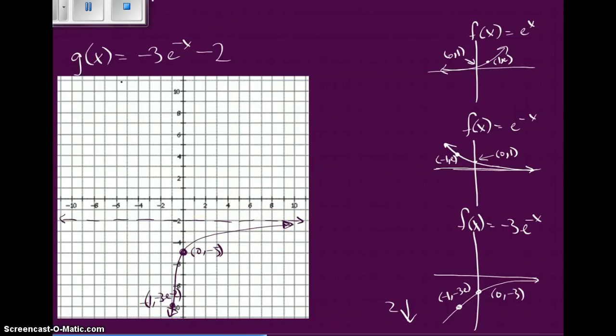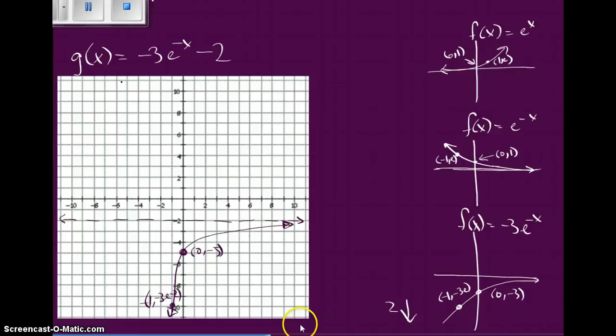But remember, the function still exists for all these x values. There's no vertical asymptote for any exponential function. So it's just going to be very, very negative, but it still exists over here. There's no vertical asymptote, just the horizontal asymptote.